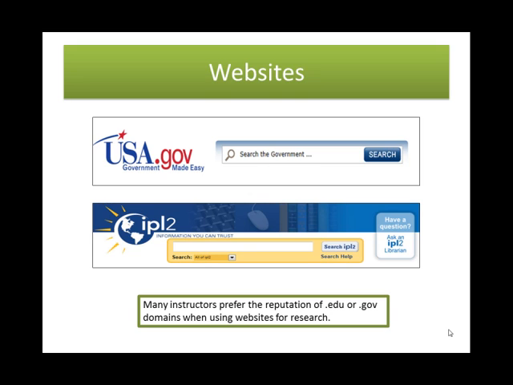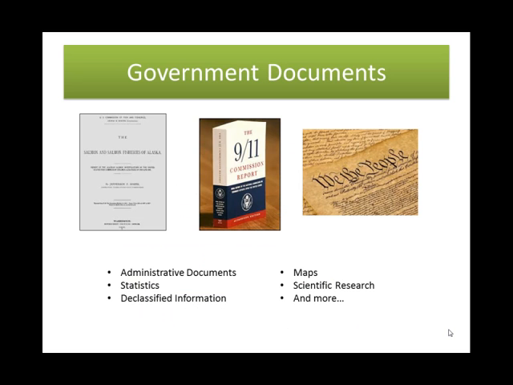Websites. Organizations, nonprofits, and businesses display reports, articles, and various data. Museums, libraries, and archives display copies of digitized primary source images. Websites can be accessed through a number of different search engines such as USA.gov or IPL.org. Keep in mind that instructors often prefer the reputation of .edu or .gov domains when using websites for research.